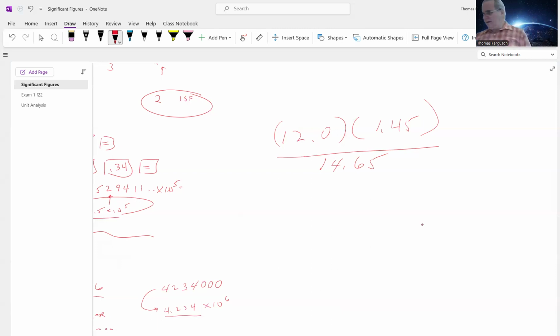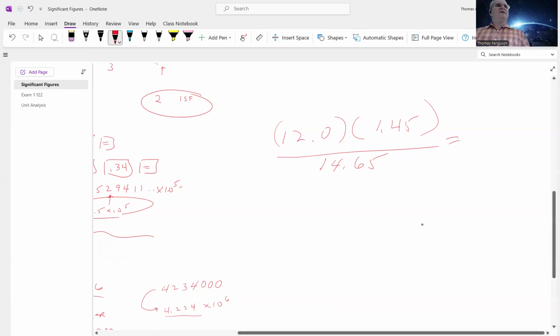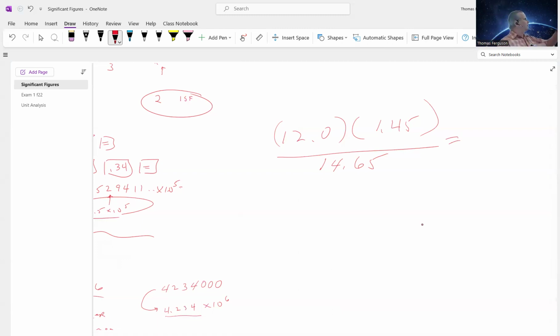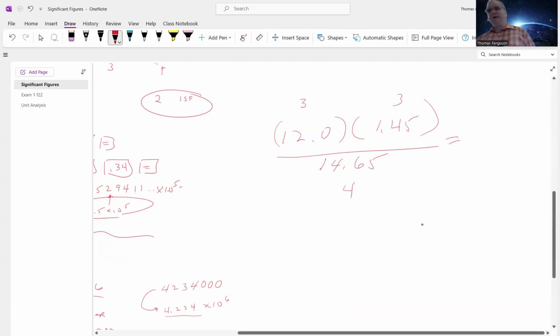Okay, so the answer that my calculator gave me is, all right, we need to determine sig figs for our answer. That's determined by what we're using for numbers to get there. All right, so this has got 3 sig figs, 3, 4. So our answer is going to have the least amount of significant figures. So our answer is going to have 3. So this is what my calculator gives me.